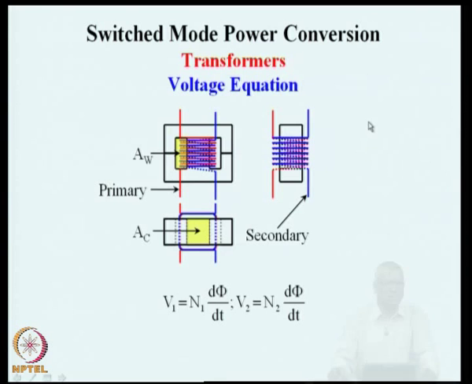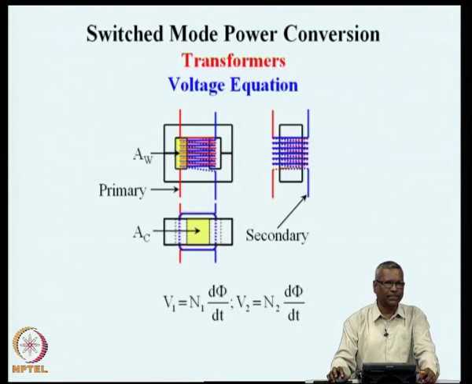The Faraday's relationship of the voltage and the flux in an electromagnetic circuit is given here. We see that the core links both the primary and the secondary. All the flux in the core is linking the red winding, which is the primary winding, and it is also linking the blue winding, which is the secondary winding.